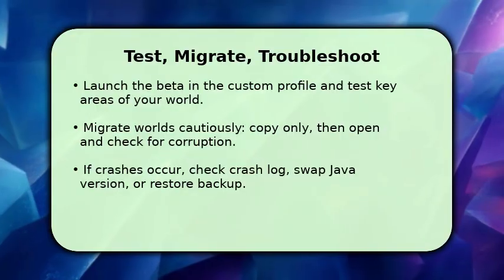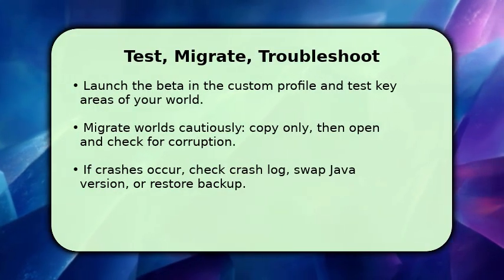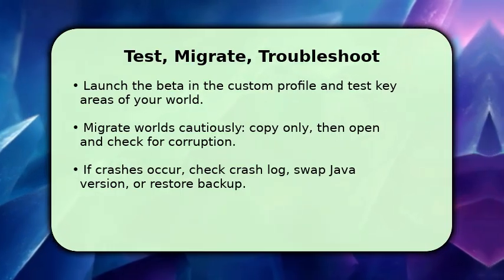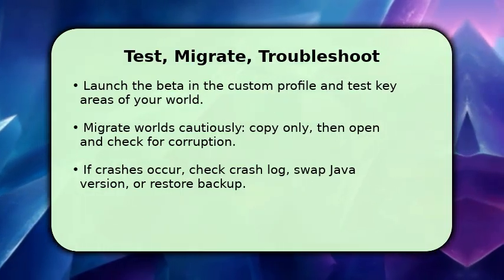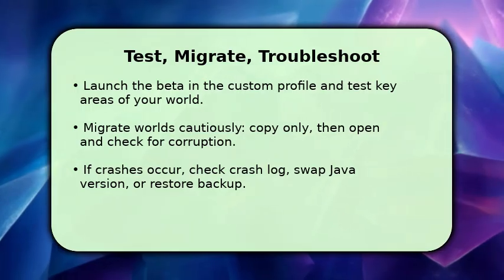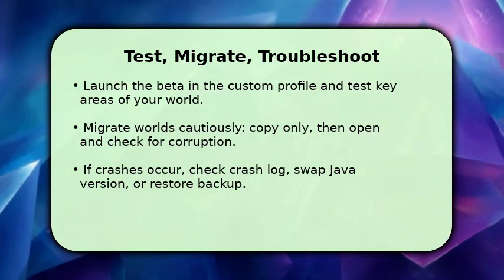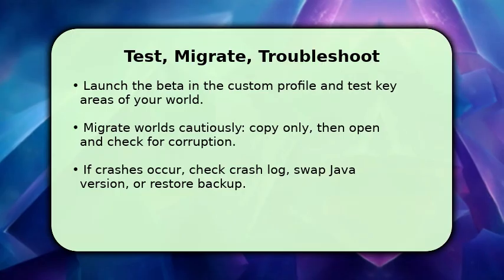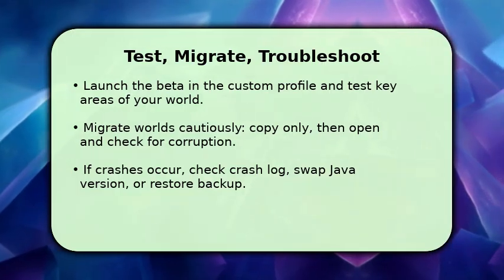Finish by launching the beta from your custom profile and immediately test core mechanics and areas in your world. This reveals missing resources or entity issues. When migrating a world, always copy it into the beta directory rather than moving it, then inspect for missing blocks or corrupted chunks. If the game crashes, open the crash log and look for Java or mod errors.